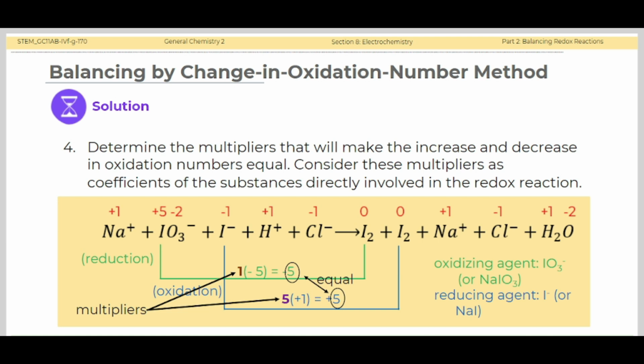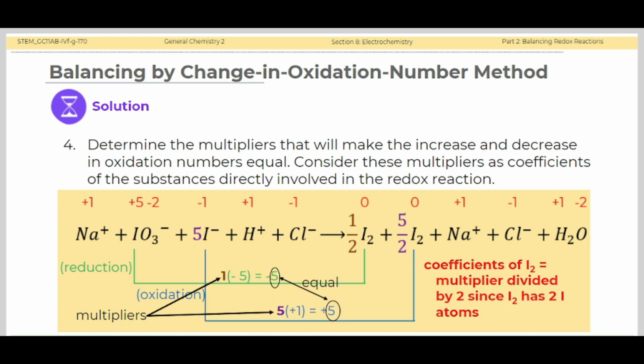We can balance the changes in oxidation number by multiplying the decrease in oxidation number by 1 and the increase in oxidation number by 5. Consider the multipliers as coefficients of the substances involved in the change in oxidation numbers. With this, the coefficient of iodate ion is not adjusted since the multiplier is 1, while the coefficient of iodide ion is adjusted to 5.